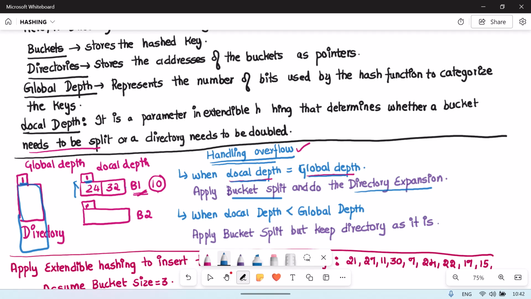When the local depth is lesser than the global depth, apply the bucket split but keep the directory as it is. Suppose local depth is 1 and your global depth is 2. And in that case, the overflow has occurred. So you have to keep the directory constant. But this one, you will have to split. B2 has to be split into 2 parts, like this. I hope it is clear. You are getting some idea. We'll look at the example, so you'll be able to understand it better.